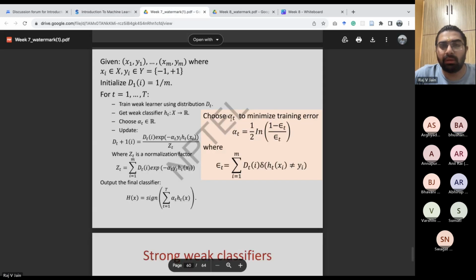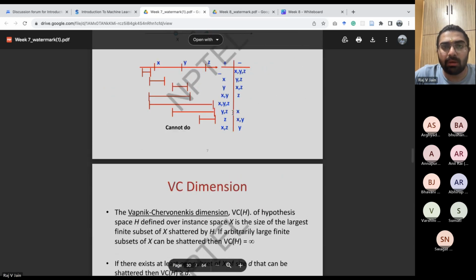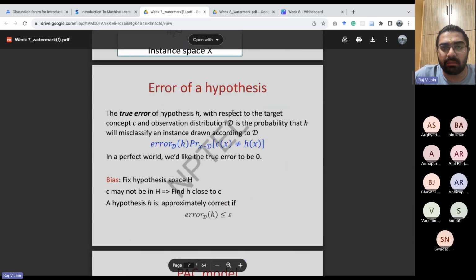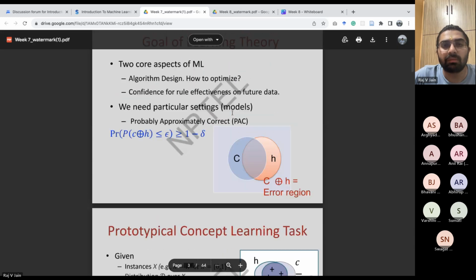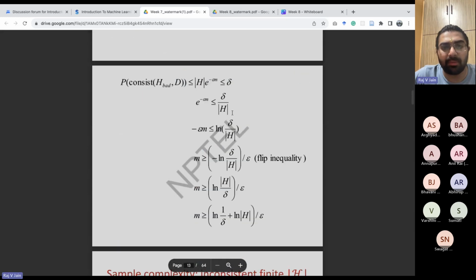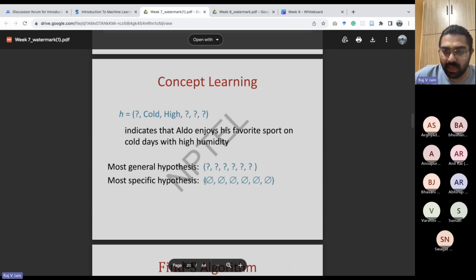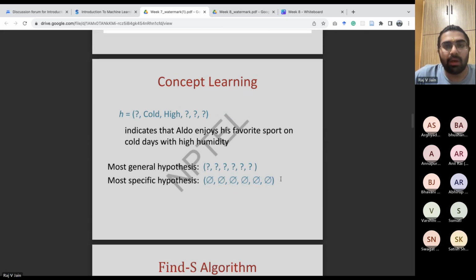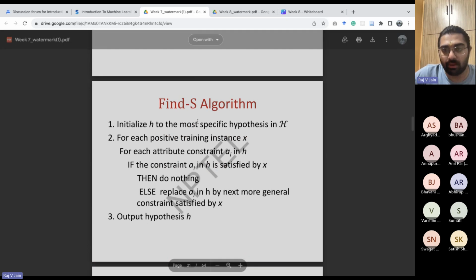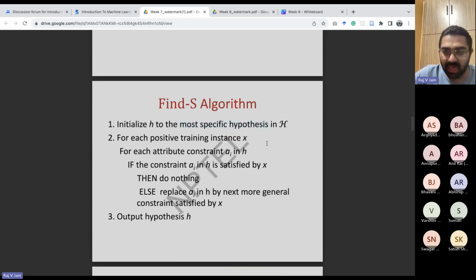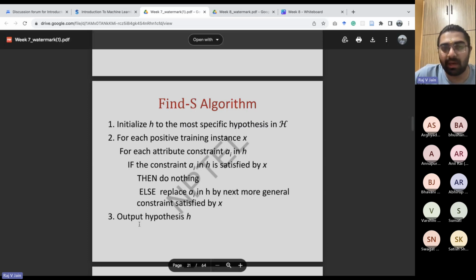Yeah, okay, I remember that. So it'll be the more specific hypothesis in general, and then you apply the Find-S algorithm from there. You start with the most specific hypothesis, look at positive training instances, and keep on updating until you get a hypothesis that you can represent using this system.